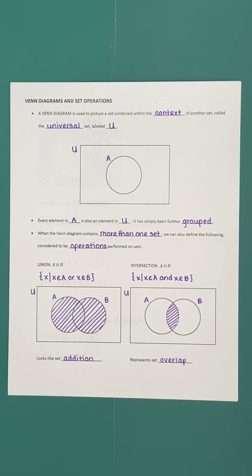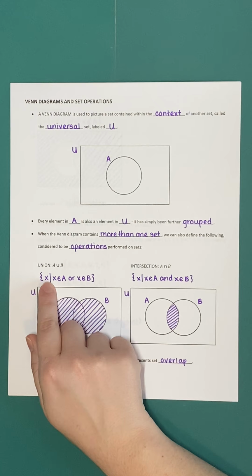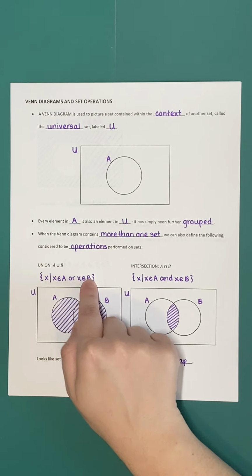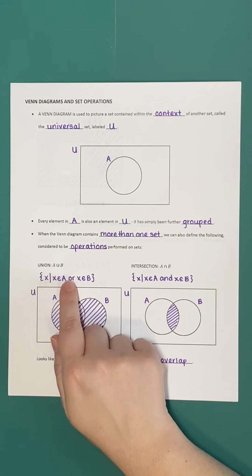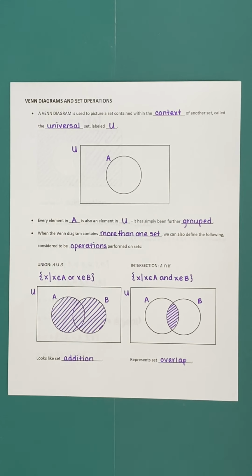So the union of A and B, if we represent it using the rule method, in other words describing what's in this set, is all x such that x is an element of A or x is an element of B. Now I want to look at this word "or," because the way we interpret "or" mathematically and the way we interpret it in common speech are potentially a little bit different. There are two definitions of the word "or." One is an exclusive or, and one is an inclusive or.